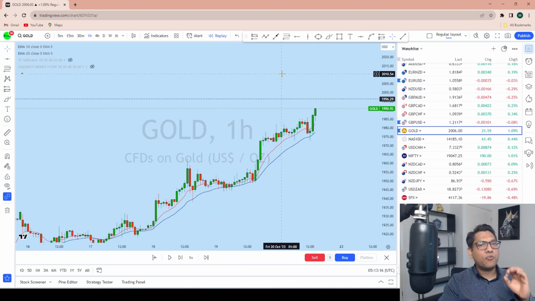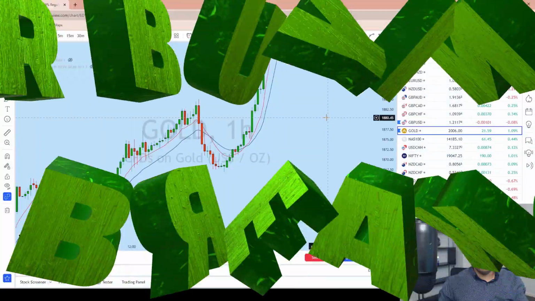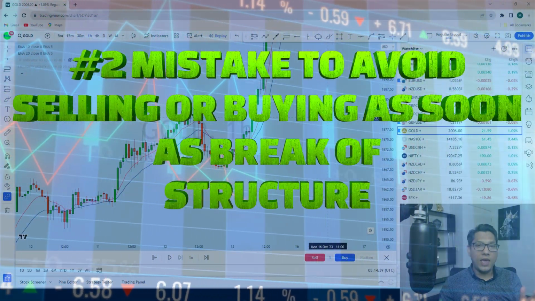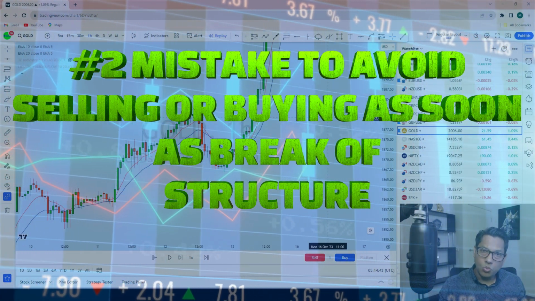So in that uptrending market, it is always the best idea to buy instead of selling after a local breakdown. Okay, the second price action mistake one must avoid is just jumping on a buy or sell as soon as there is a break of structure. What do I mean by this?